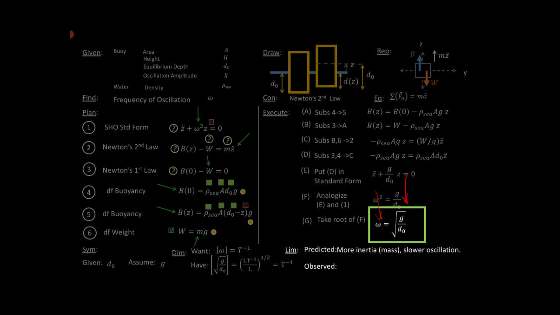The third thing is, does this meet our expectations, right? We predicted at the beginning that if something was heavier, the oscillation would be slower. Is that what happens here? Now, this is indirect. So what we've got to say here is d naught is proportional to the mass, right? Because it's proportional to the weight. The heavier it is, the heavier the buoy, the lower it will ride in the water.